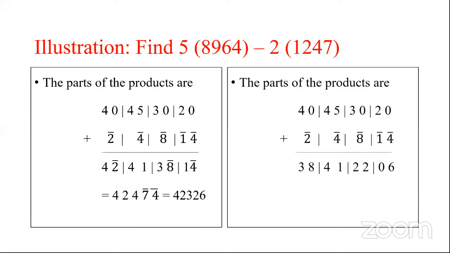I have done it in a usual way. On the right hand side, you can observe, I have not used bar digit in the answer. 20 minus 14, 06, that way, as I was saying. 45 minus 4 is 41, and 40 minus 2 is 38. You can have the same answer when you shift the digits: 42326. So I have given you both ways, practice both ways. The same problem can be solved either on the left hand side or as solved on the right hand side.